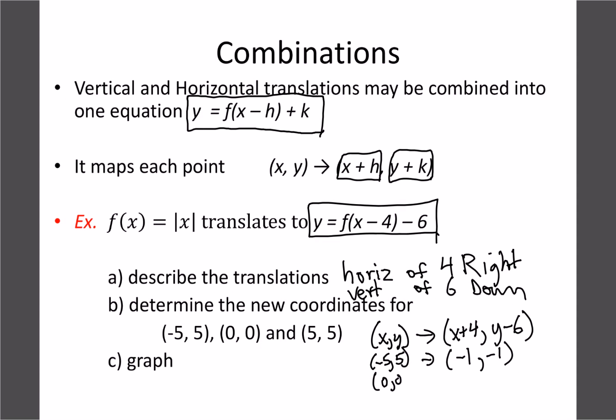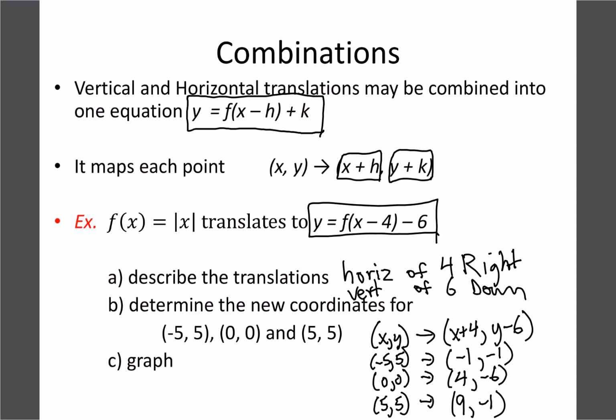Let's keep going. (0, 0). We're going to add 4, that would make it 4. We're going to take away 6, that'll make it -6. Do the same for (5, 5). Add 4 would make it 9. Take away 6 would make it -1.